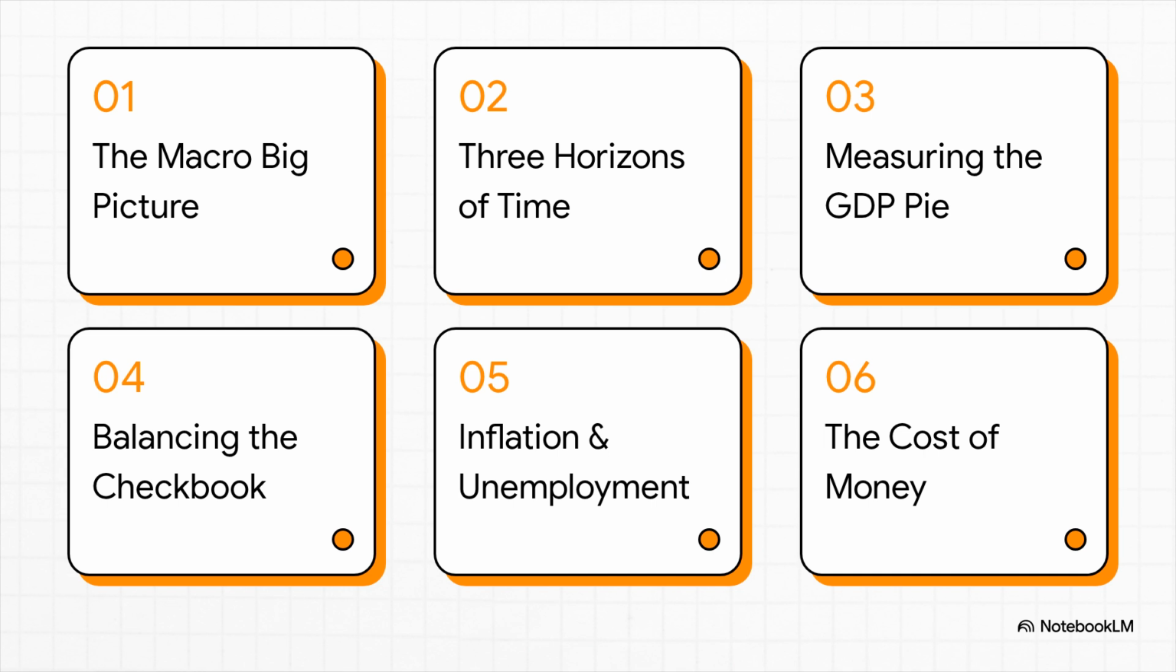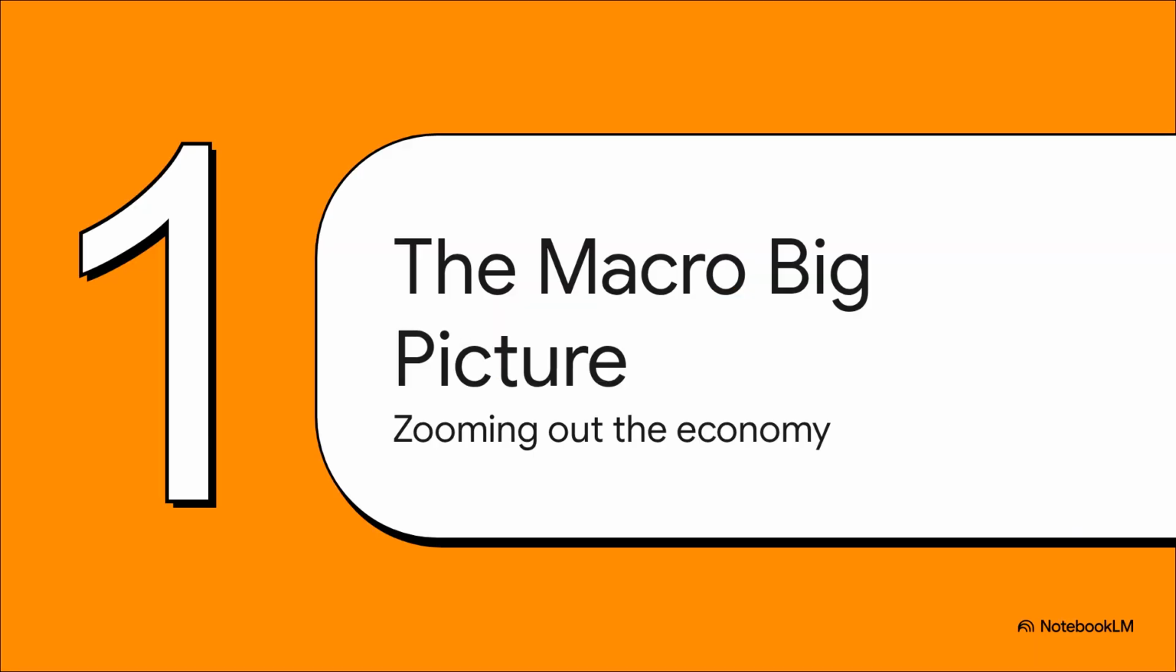So here's our roadmap for today. We'll start with the macroeconomic big picture, move into the three horizons of time, and then we'll look at measuring the GDP pie. After that, we'll cover balancing the national checkbook, check the warning lights of inflation and unemployment, and finally, we'll wrap up with the cost of money. All right, let's jump right into part one.